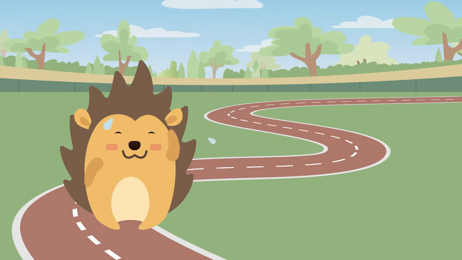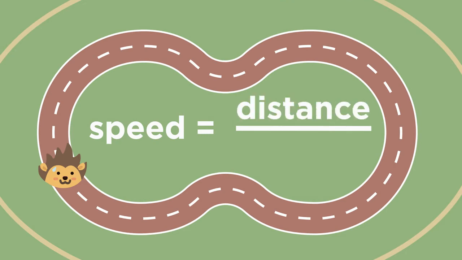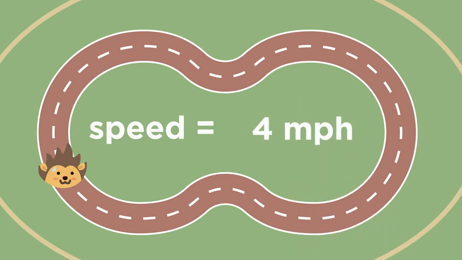If you ran 8 miles in 2 hours and wanted to know your speed, you could determine it by dividing your total distance by the amount of time it took you to run. Running 8 miles in 2 hours means you ran at a speed of 4 miles per hour.